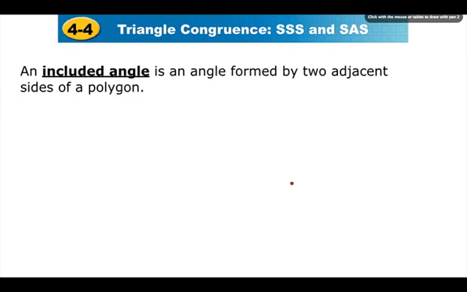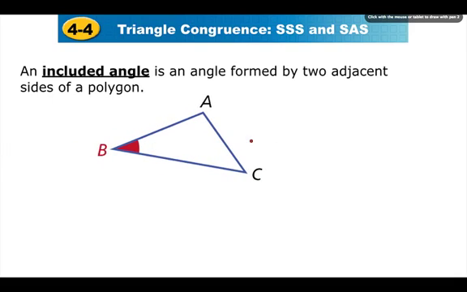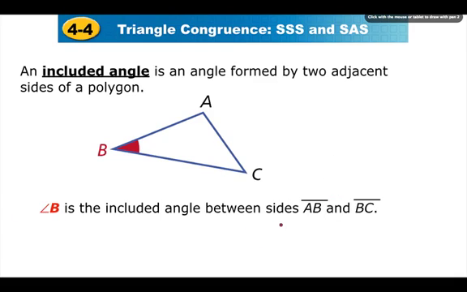This is going to define what you see here. It says an included angle is an angle formed by two adjacent sides of a polygon. So basically, these are your two adjacent sides, BA and BC, which means that this angle here, the one you see highlighted in red, is the included angle. And that's what I just went over. Let me move on to the next slide.